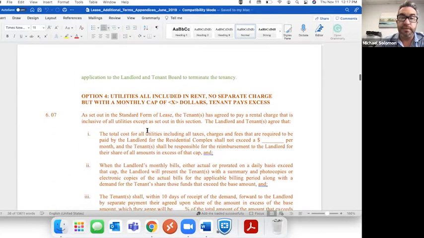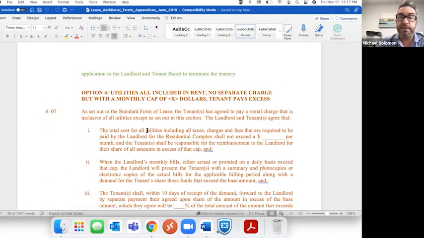Option 4, rent is included, but no separate charge, with a monthly cap rate. A monthly cap rate is, for example, if you're on equalized billing and you decide you want to include that, but then in the next year the equalized billing has been raised substantially, you can put a cap rate on the utilities. And then you can say, if it comes past this amount, then you're going to owe me the difference in the cap rate. Okay.